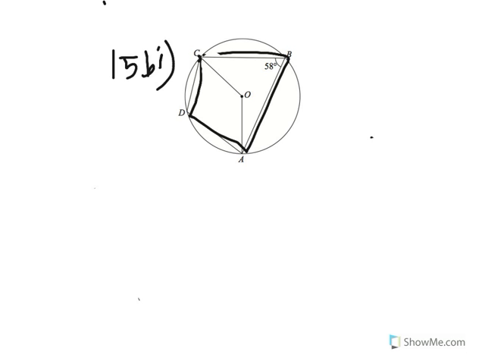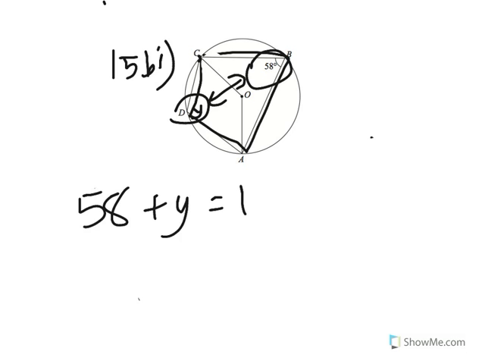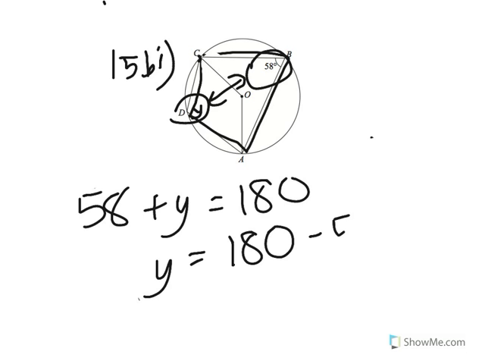So basically, opposite angles should add up, we'll call that y, opposite angles should add up to 180. So these two are opposite angles. So in this case, 58 plus y should add up to 180. So y is equal to, subtract 58 on both sides, 180 minus 58. So y is equal to 122 degrees.